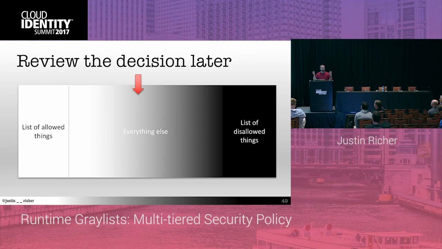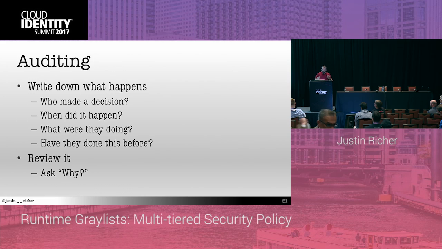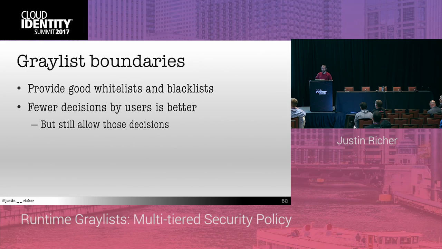And when you say yes to one of these things, you want to be able to review it later, to know why you said yes, why you allowed this, why it made sense to do that, or why it made sense to not do that. If you disallowed something, you want to look at that. And the key to that is auditing. You need to be able to write down everything that happens: who made the decision, when did they make it, what were they trying to do, have they done this before. Only when you write down all of those recordable questions can you ask the human question, why were they trying to do this?